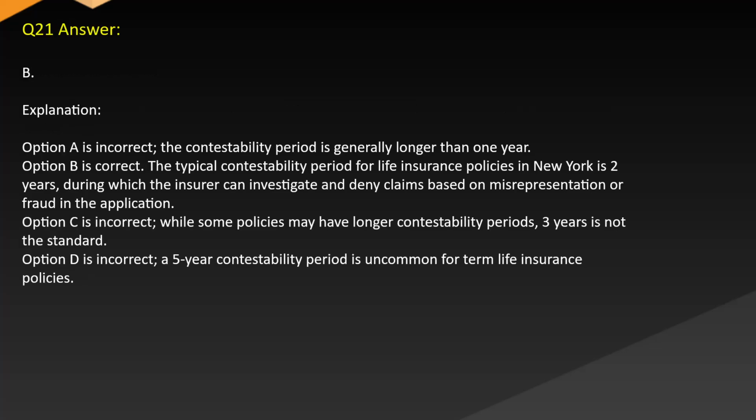Answer B. Explanation. Option A is incorrect. The contestability period is generally longer than 1 year. Option B is correct. The typical contestability period for life insurance policies in New York is 2 years, during which the insurer can investigate and deny claims based on misrepresentation or fraud in the application. Option C is incorrect. While some policies may have longer contestability periods, 3 years is not the standard. Option D is incorrect. A 5-year contestability period is uncommon for term life insurance policies.